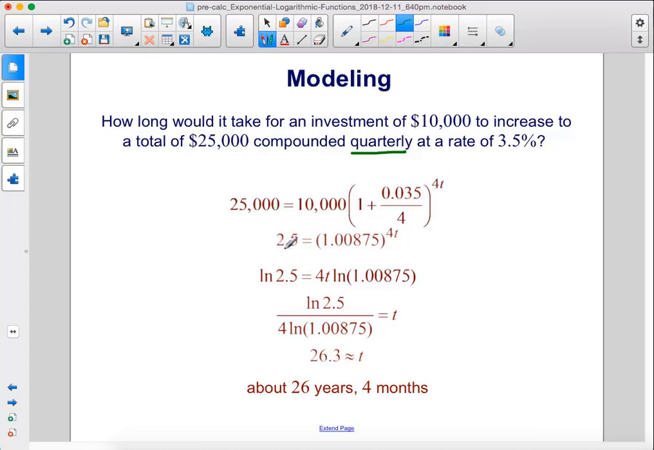So we divide both sides by 10,000. We get 2.5 equals 1.00875 to the 4t power. Take the natural log of both sides. And then here we make that exponent into a coefficient. We're going to divide both sides by 4 times the natural log of 1.00875. So we're solving algebraically for t. Put this in your calculator, and we get an answer of about 26 years and 4 months.